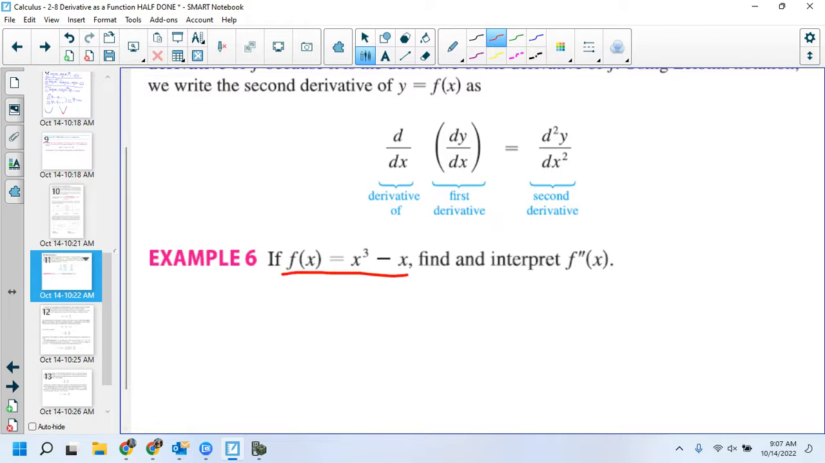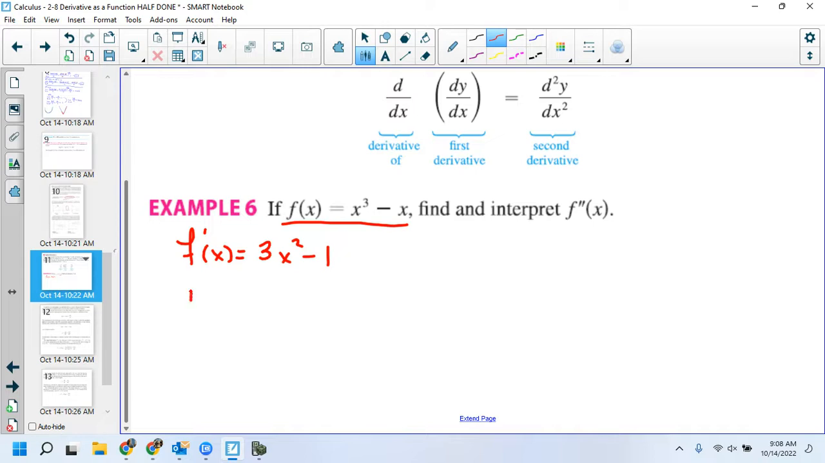We did this problem yesterday. x to the third minus x. The derivative of x to the third minus x was 3x squared minus 1. That was f prime. So now let's find f double prime, the second derivative. I'm just going to take the limit as h goes to 0 of 3 times x plus h squared minus 1 minus f prime of x itself.